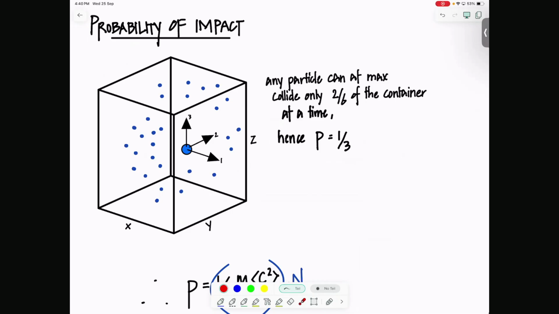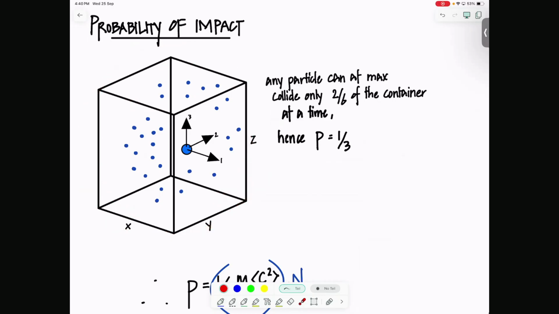All the walls. Okay, but a particle can't collide with all the walls. It can only collide with how many walls out of the total at a given instance? Just 2 of them out of a total of 6, right? So what's the chance of your particle applying pressure on the whole container? 1/3. Otherwise, you find your values inflated.